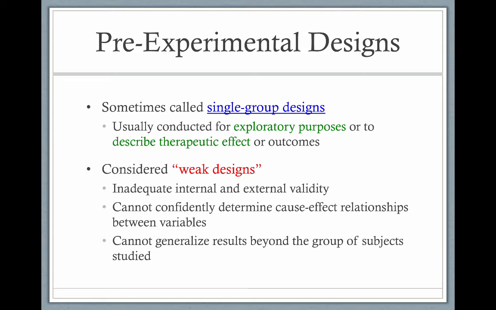The first type of design we're going to talk about are pre-experimental designs. This is sometimes also called single group designs, and it's usually conducted for exploratory purposes or to describe a therapeutic effect or outcome. This is considered a weak design because it has inadequate internal and external validity. You can't confidently determine a cause and effect relationship between the variables, and you can't generalize the results beyond the group of subjects studied.